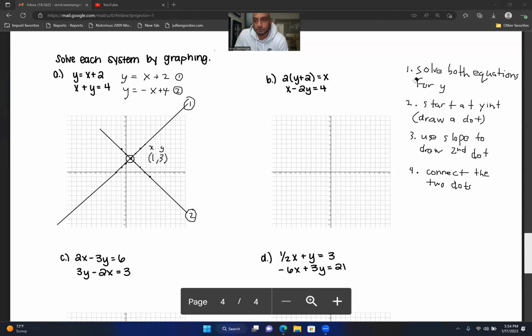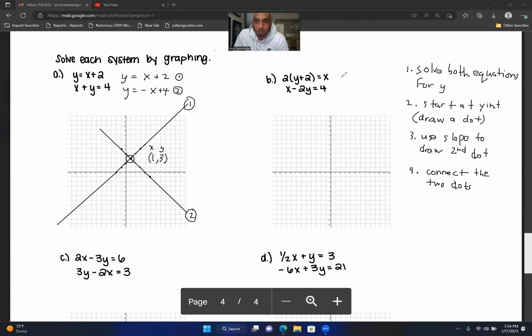So just follow these 4 steps. It's the same idea on the rest of these. Solve for y for both equations. Start at the y-intercept, draw a dot there, use the slope, get your second dot, connect the 2 dots. That's it. All right. Step 1. What's step 1 on B?